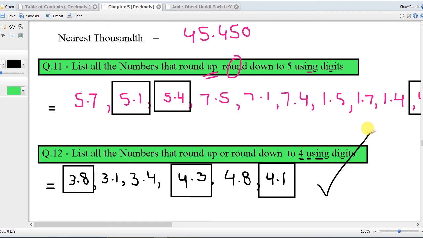I hope you have got the concept of how to round up and round down these decimal numbers. The rule is quite simple. If the number is 5 or greater than 5, simply add 1 in the previous number. Cancel that number and add 1 in the previous number. If a number is less than 5, simply cancel the number and there is no need to add 1 in the previous number, right? So here comes to an end of our today's session.